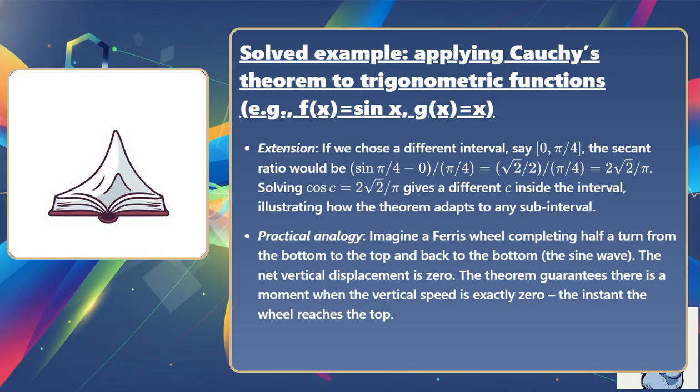Practical analogy: imagine a Ferris wheel completing half a turn from the bottom to the top and back to the bottom, like the sine wave. The net vertical displacement is 0. The theorem guarantees there is a moment when the vertical speed is exactly 0, the instant the wheel reaches the top.